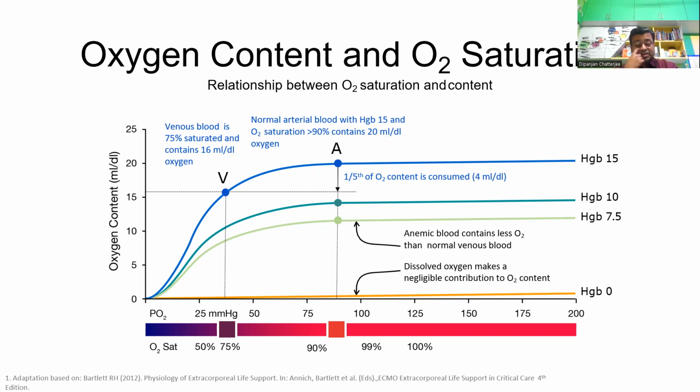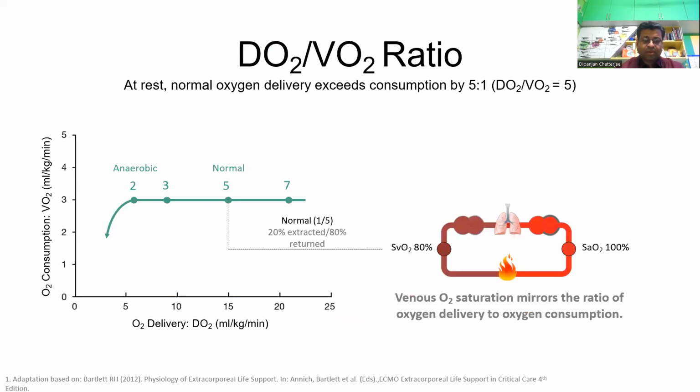So what we see is that even blood which is deoxygenated, if it has a high hemoglobin content, has a higher oxygen content than blood which is saturated with oxygen but has a low hemoglobin content. So we need hemoglobin for transport of oxygen. The usual oxygen delivery is more than our requirement.